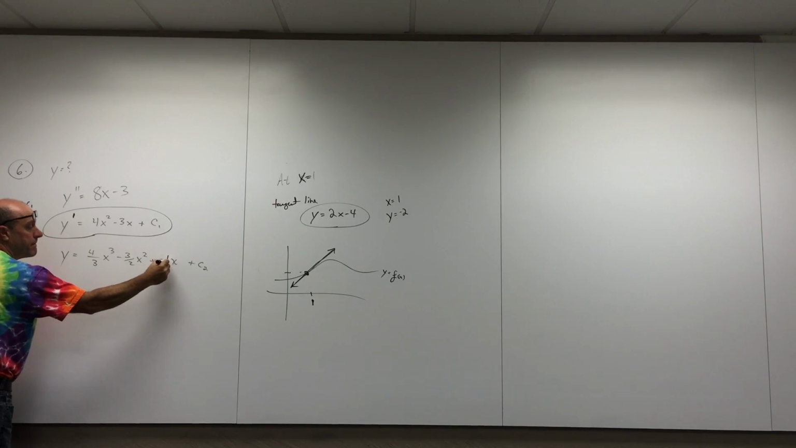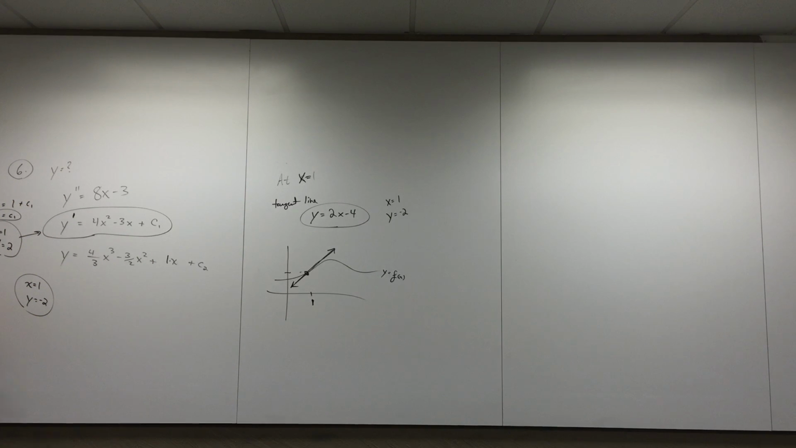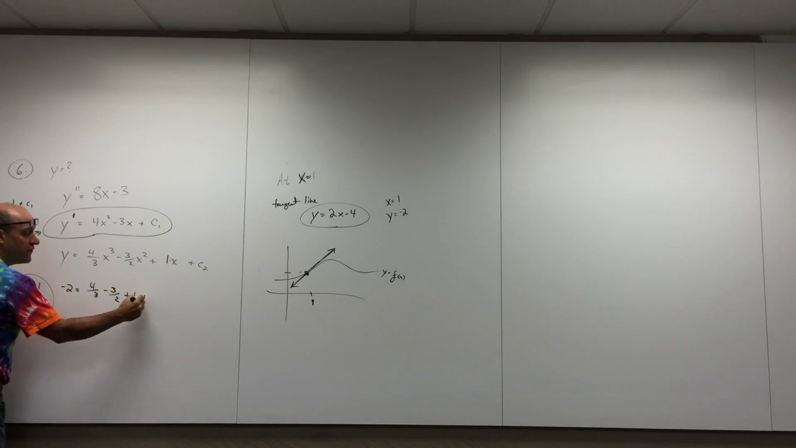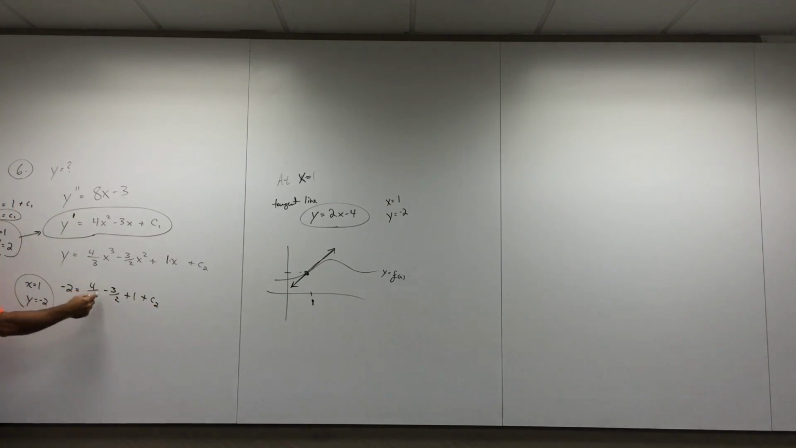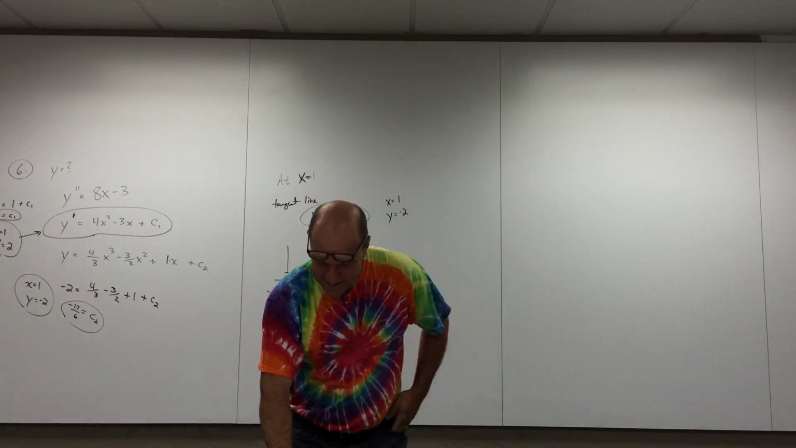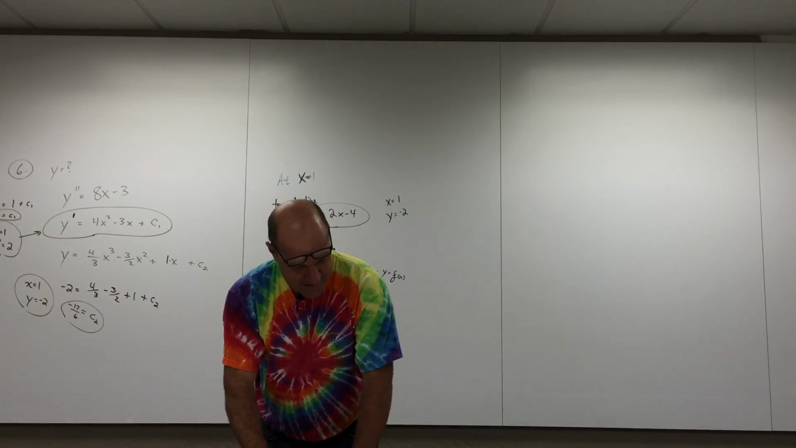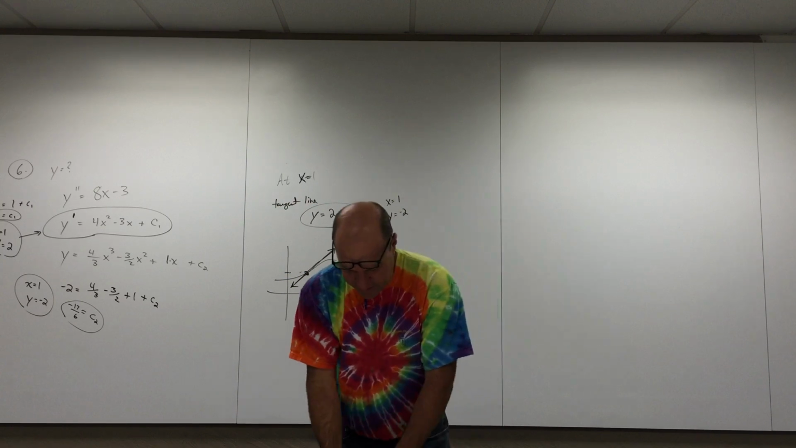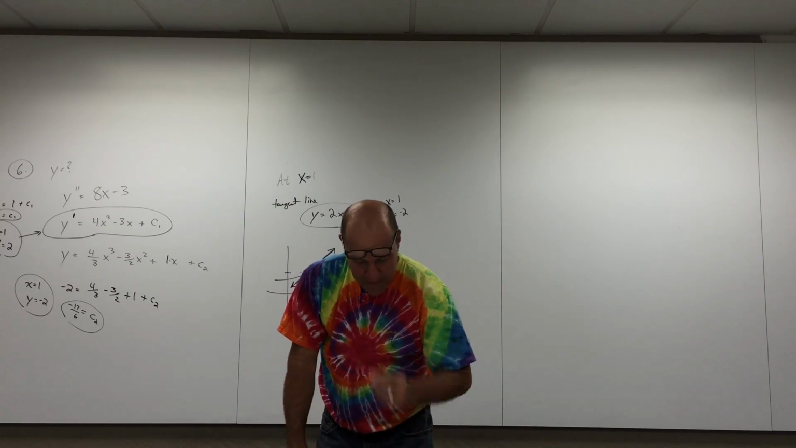Sometimes I was a little confused on this problem. But it turns out, if x equals 1, I can find a y value. When x equals 1, the y value of the tangent line is negative 2. But that's not the y value of the function. Oh, wait a minute. If you're a tangent line, you touch the function at that point. So the y value of the tangent line is the y value of the function.